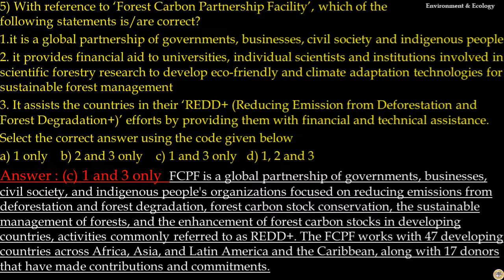The FCPF works with 47 developing countries across Africa, Asia and Latin America and the Caribbean, along with 17 donors that have made contributions and commitments. FCPF supports REDD plus efforts through its readiness and carbon funds. Hence, statements 1 and 3 are correct, but here FCPF grants funds to developing countries, not to universities and individual scientists. Hence, statement 2 is incorrect. So, your answer to this question is option C.